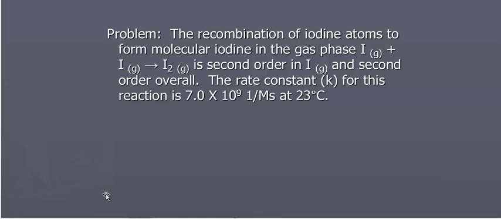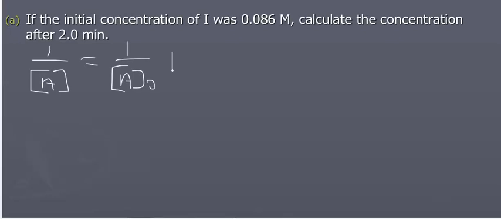So in this problem here, it's a second order overall reaction in I, and we're given the rate constant at 23 degrees Celsius. The first part says if the initial concentration is 0.086, calculate the concentration after 2 minutes. So the equation that we would use here, since it's second order, is the relationship between concentration and time, which looks like this for a second order reaction.